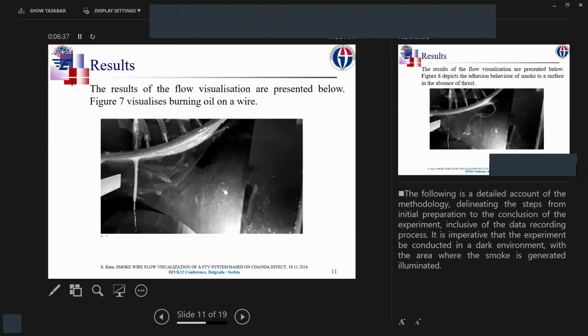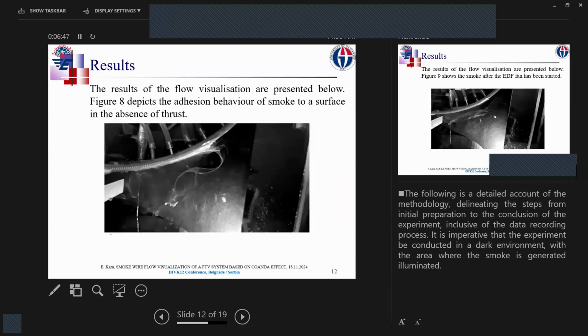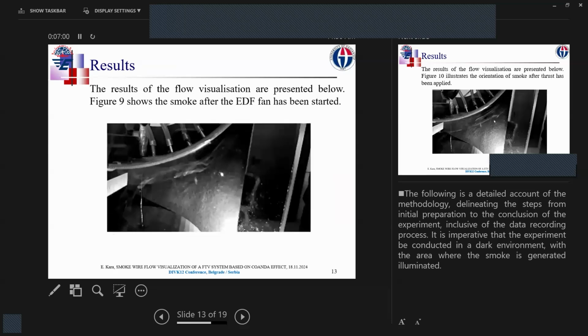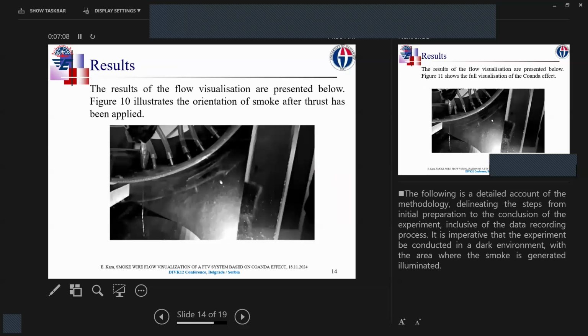Then we have the burning of the oil. You can see after the initial formation, there is burning oil over the surface. And you can see when you open the thruster, which is the EDF1, the movement of the smoke is shown. Figure 9 shows smoke after the EDF1 has been started. Then you can see the movement of the smoke after the thrust has been applied.